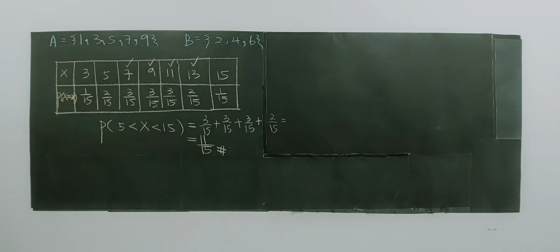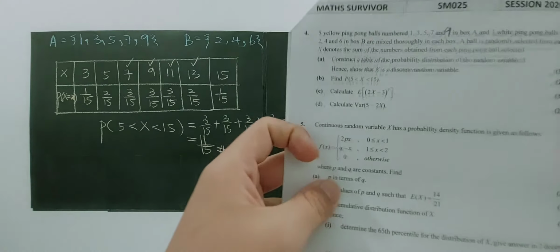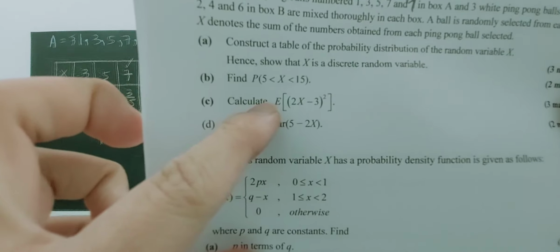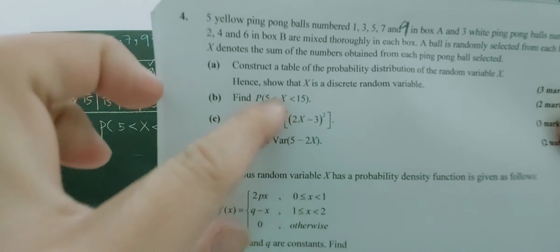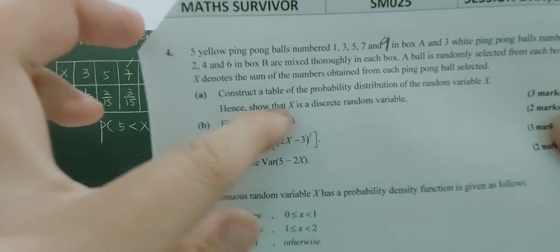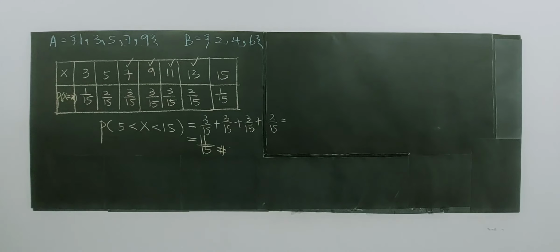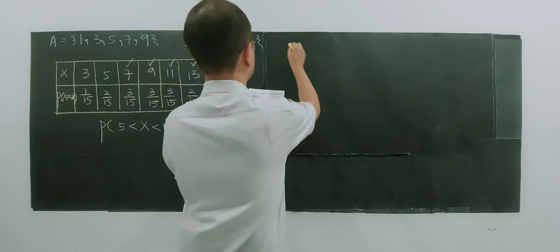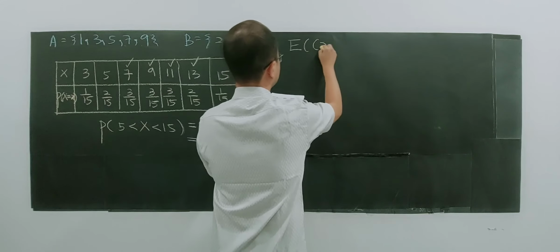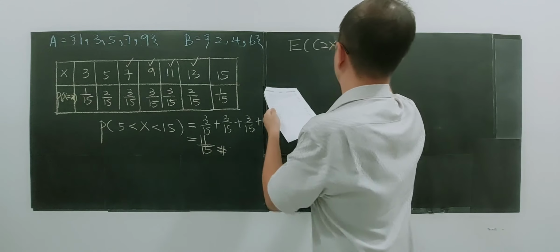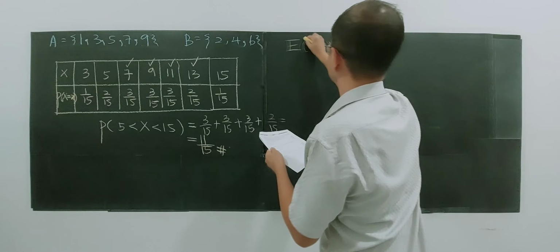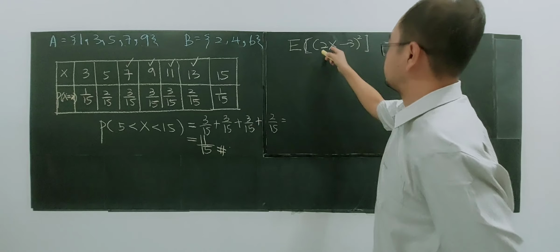Not very difficult, this question. Later on, the question requires you to find the expectation value of this function for this distribution. Let's see how we're going to find this. They require you to find E of (2x minus 3) to the power of 2. For this function, at first you should expand this.